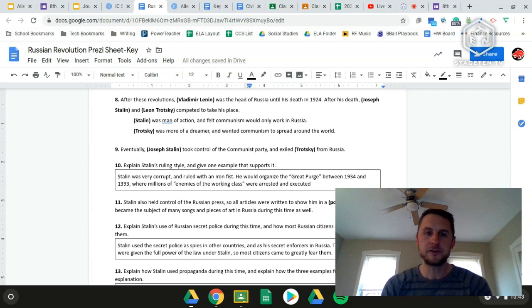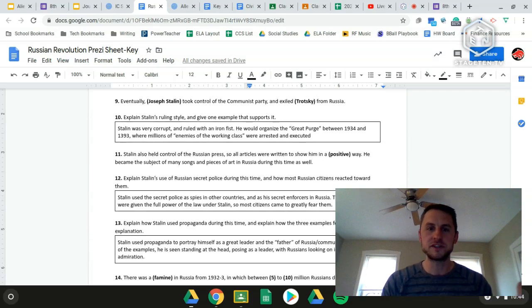So number 8, after these revolutions, Lenin was the head of Russia until he died in 1924. And after his death, 2 men, Joseph Stalin and Leon Trotsky, competed to take his place. They were kind of the top dogs looking to gain that position of power. Stalin was a man of action, and he thought communism would only work in Russia, whereas Trotsky was more of a dreamer. He wanted to try and spread the word and the message of communism around the rest of the world. And so after a power struggle, Joseph Stalin would take control of the Communist Party and actually exile Trotsky from Russia, and later would have him executed.